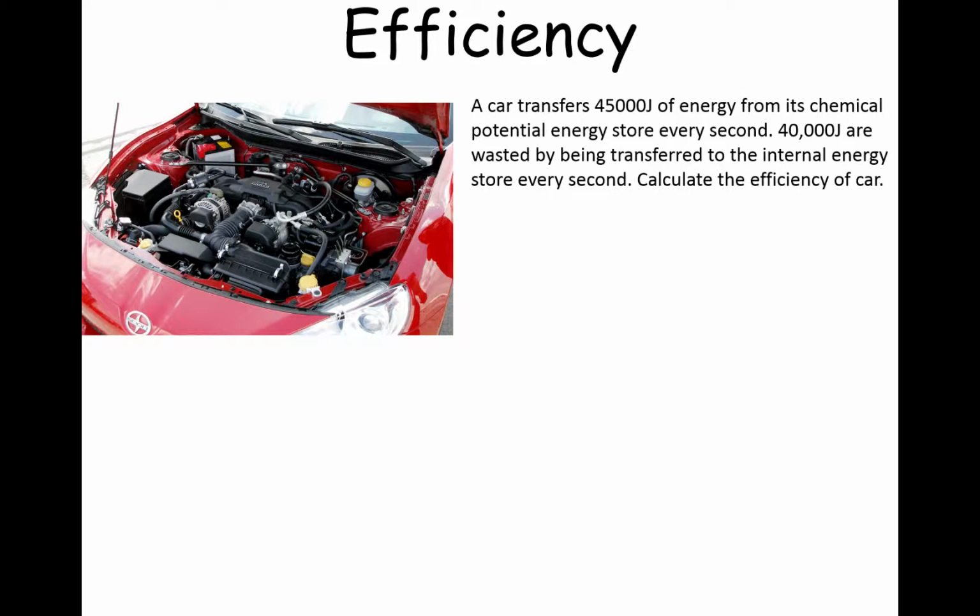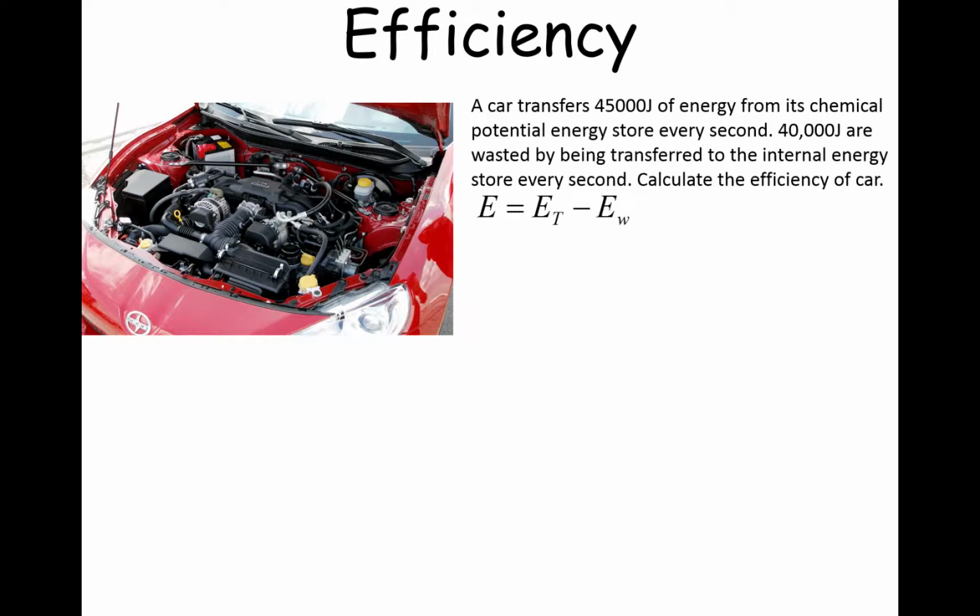Next, a car transfers 45,000 joules of energy from its chemical potential energy store every second. 40,000 joules are wasted by being transferred to the internal energy store every second. Calculate the efficiency of the car. Now this time, we've not been given the amount of useful energy. We've been given the wasted energy. 40,000 joules are wasted. So how do we work out the useful energy?